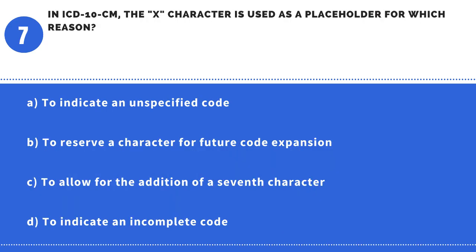Question 7. In ICD-10-CM, the X character is used as a placeholder for which reason? A. To indicate an unspecified code. B. To reserve a character for future code expansion. C. To allow for the addition of a seventh character. D. To indicate an incomplete code.